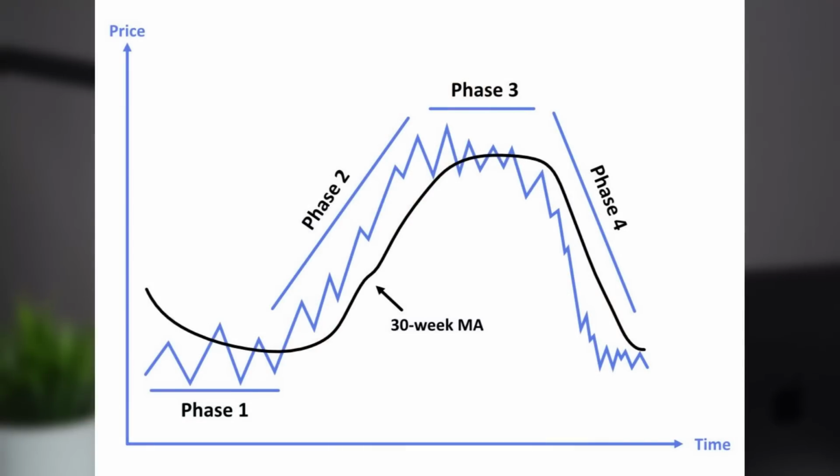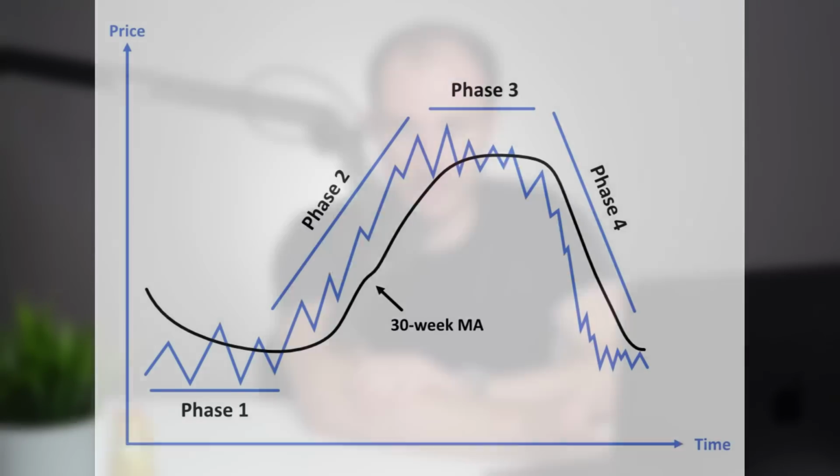But one thing that we like to teach, of course, is phase analysis. We'll throw the schematic up on the screen. Phase analysis essentially breaks the market down into 4 phases. You've got your phase 1, which is your accumulation phase, your phase 2, which is your uptrend, your phase 3, which is your top, and your phase 4, which is your downtrend.